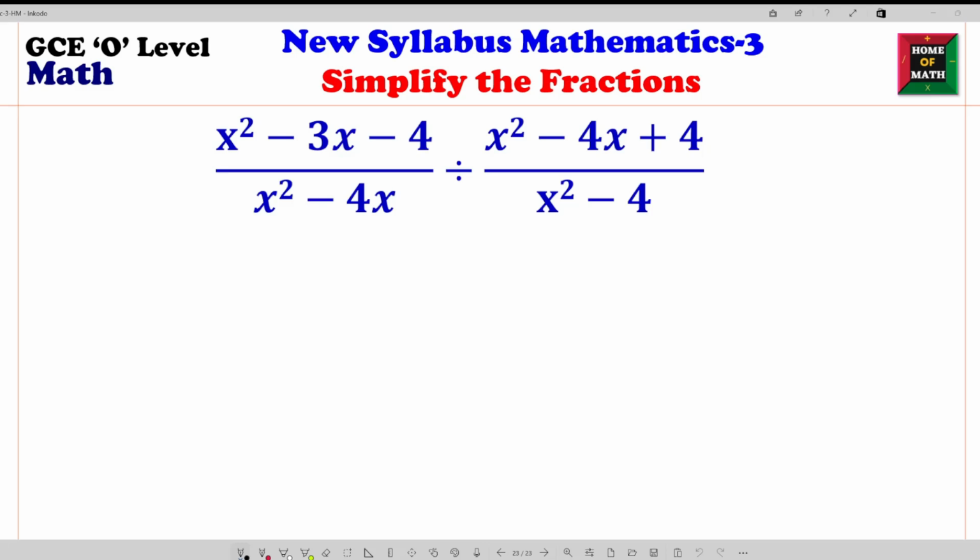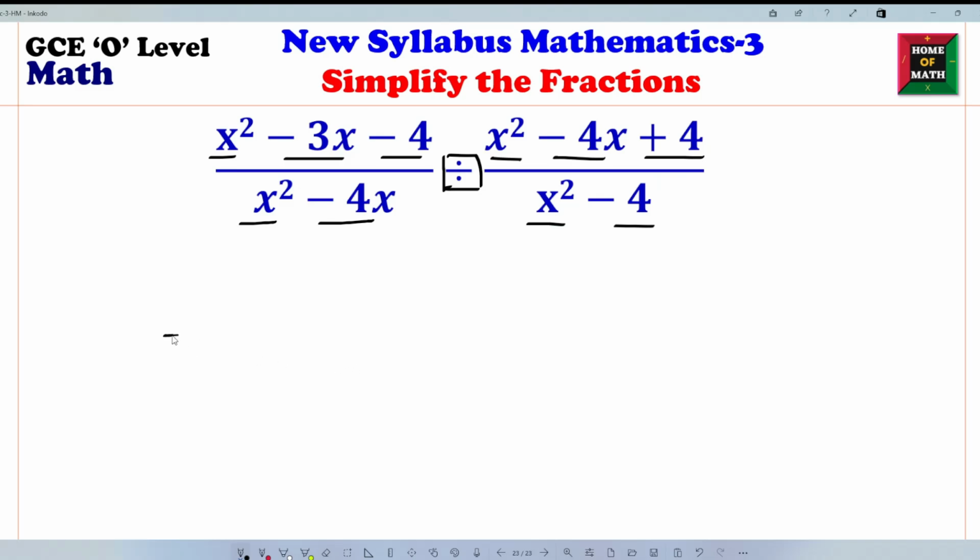Today we try to solve these fractions. Here is x² − 3x − 4 ÷ (x² − 4x) ÷ (x² − 4x + 4) ÷ (x² − 4). This is very important math.